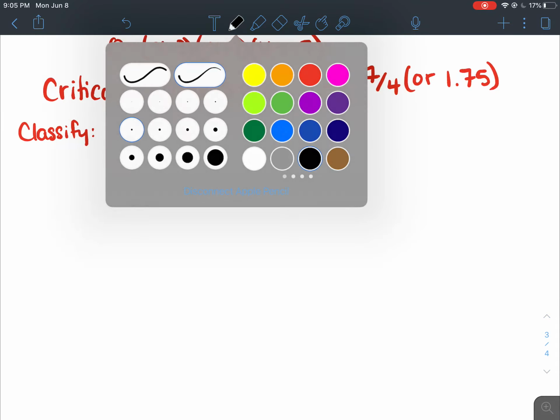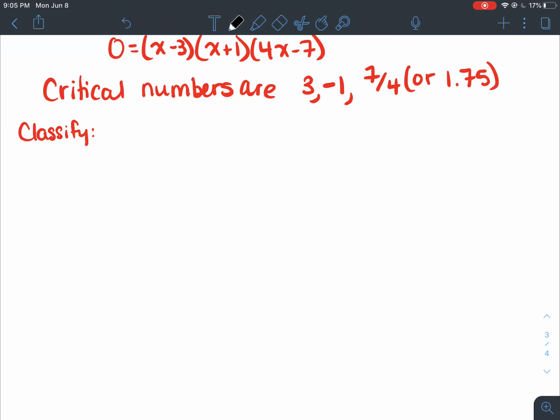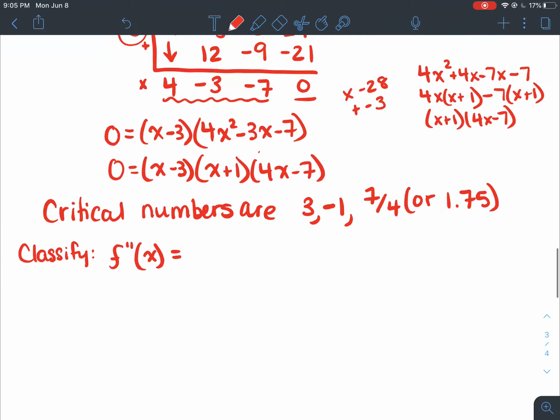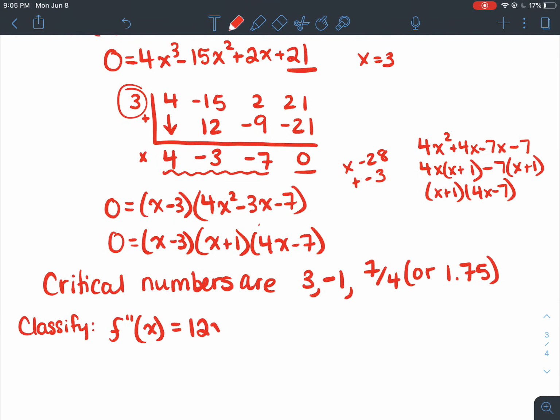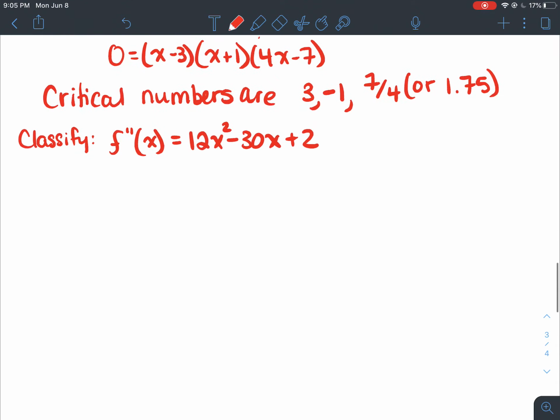Okay, first I'm going to put a box around them. Oh, actually, I'm going to hold off because I should get the y values before I do that. All right, so I'm going to get the second derivative. F double prime of x is equal to, okay, let's see here. Second derivative is 12x squared minus 30x plus 2. Awesome.